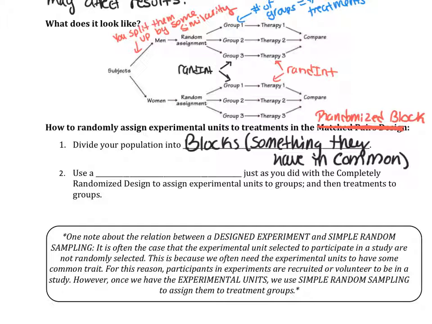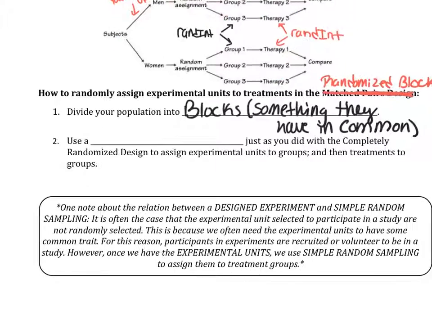Okay, then you are going to use the random integer generator in your calculator. Let's do randInt in the calc. Just as you did yesterday with the completely randomized design, to assign the experimental units to their groups and then the treatments to those groups.